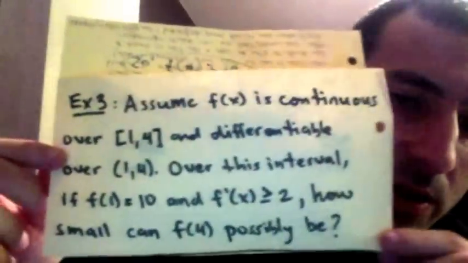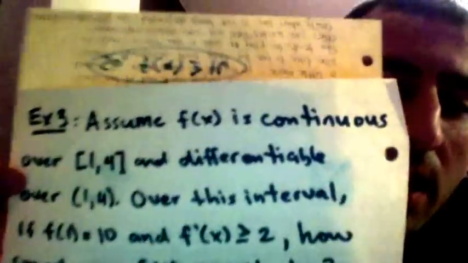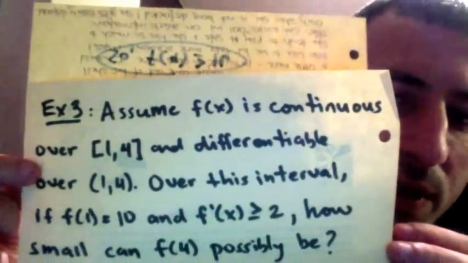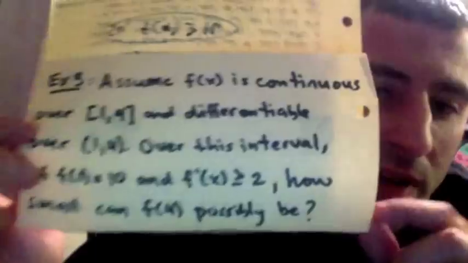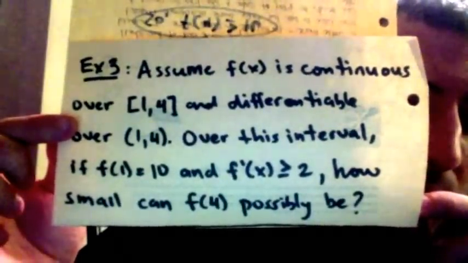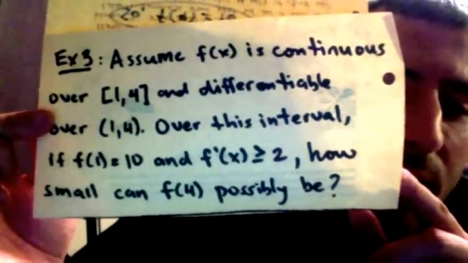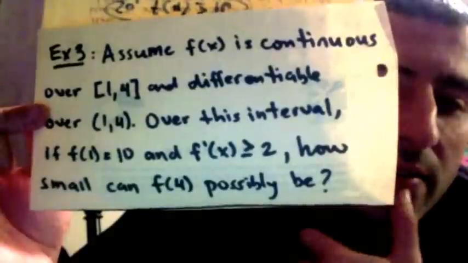So this one is a little bit more indicative of the level we might ask you on a test or a quiz. And it looks something like this. Assume f is continuous over some closed interval and differentiable over the open interval. That's a clue to use the MVT. Over this interval, if f of 1 is equal to 10 and f prime of x is always greater than or equal to 2, how small can f of 4 possibly be? Take a second, try it.